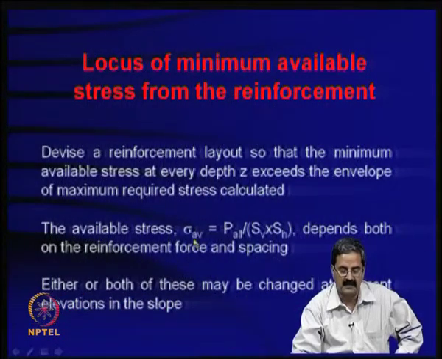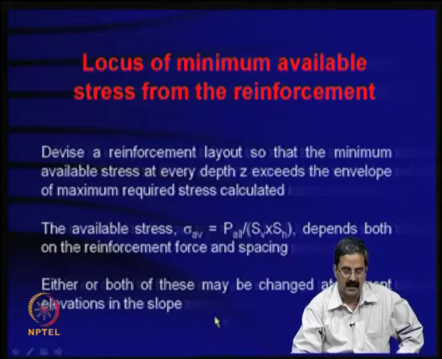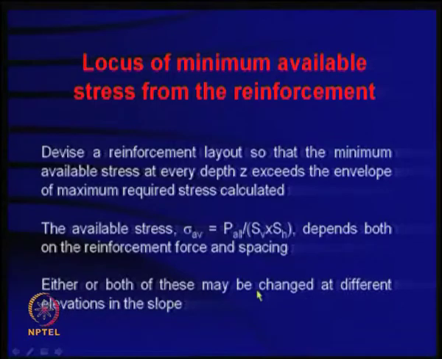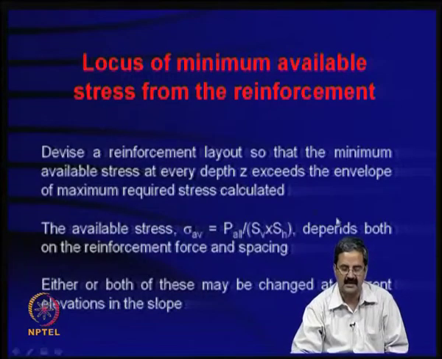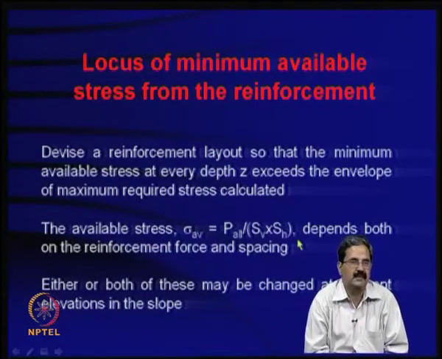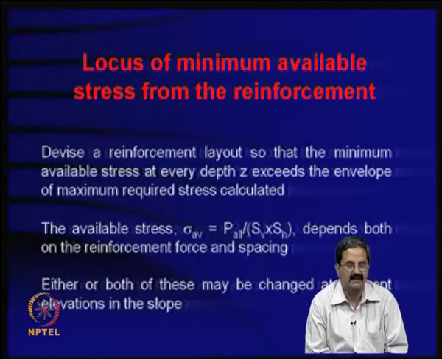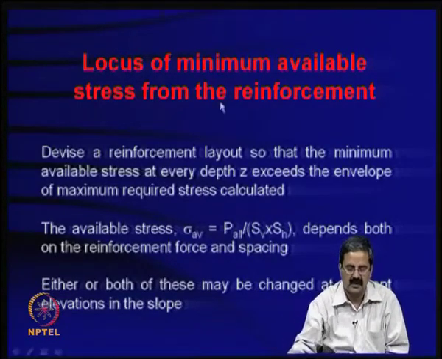And available stress P_AV is nothing but this is S_V into S_H, that depends on both the reinforcement force and spacing. And you can always meddle with the spacing and length and all that. Of course, if you are using a geogrid or a geotextile, its horizontal spacing is per meter length actually. There is nothing like you can change any spacing, but if you are doing some nailing and other things, one can have some suitable horizontal spacing of half meter, 1 meter and whatever, 0.75, you can change it.